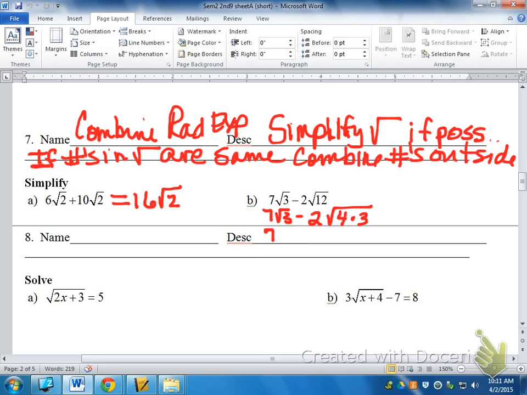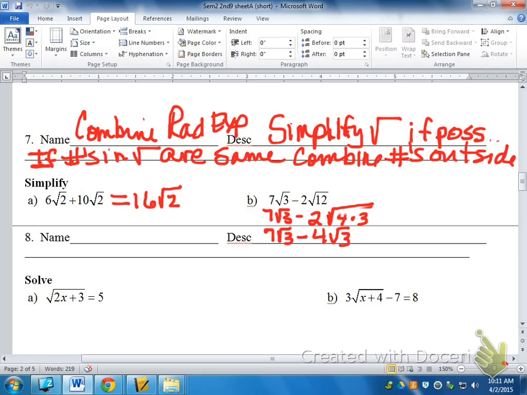So my 7 radical 3 is not going to change because there's no perfect square in 3. 3's prime. Now, the 4 will come out as a what? A 2. There's already a 2 out there. So 2 times the 2 I bring out would make it what? 4. This is actually 4 radical 3. Anybody unsure of how I did that?